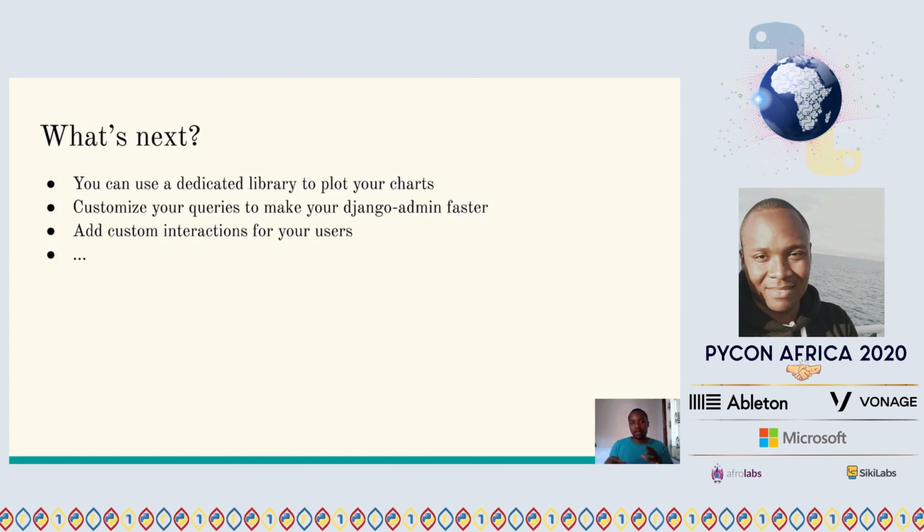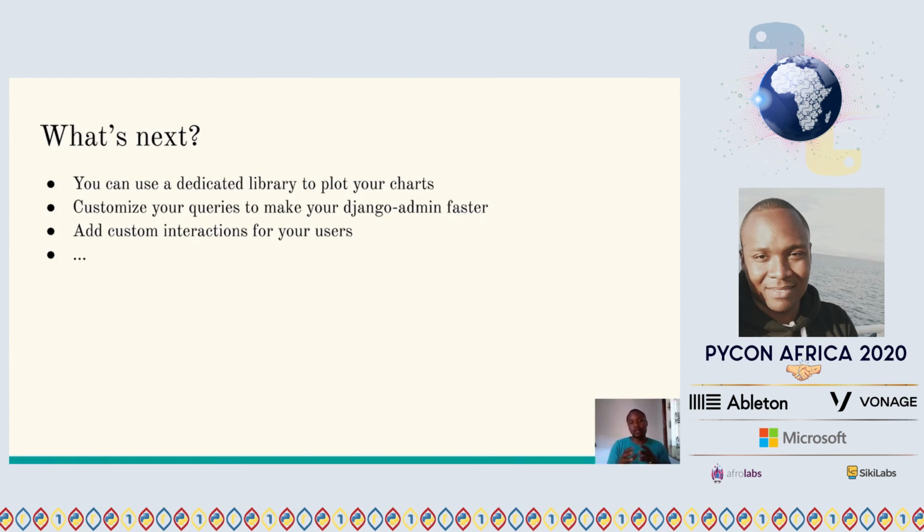And from here, you can use a dedicated library to plot the charts, still within Django-admin, so you can write a bit of JavaScript if you want. If you don't want that, you can use a dedicated dashboard framework. But you can also customize the queries in the model admin, so that your Django-admin renders faster.